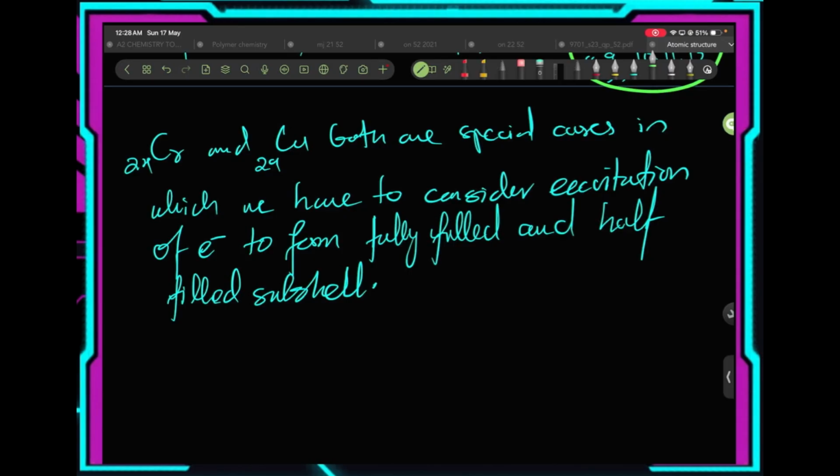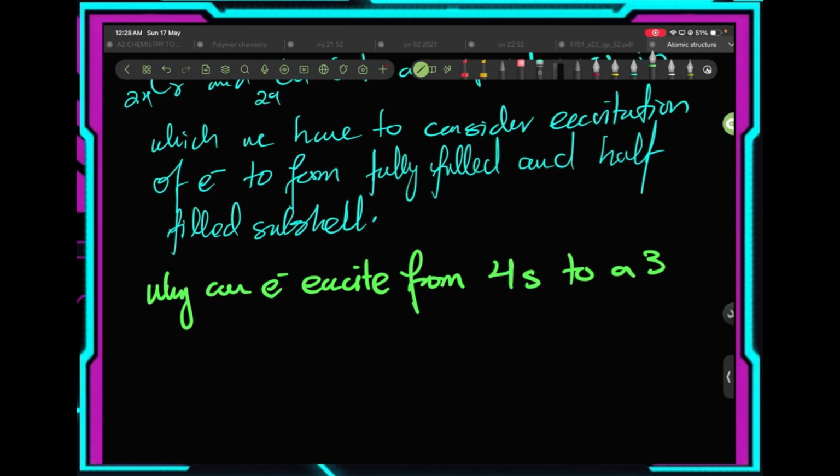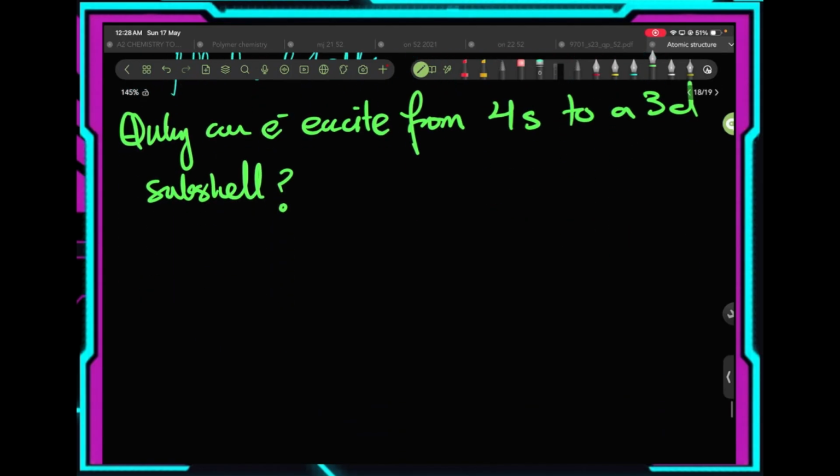One more note: why can an electron excite from 4s to a 3d orbital? Why is this electron excitation possible? You know the reason, you just have to think about it. Why is it possible to excite an electron from a 4s to a 3d orbital? Any thoughts about that?